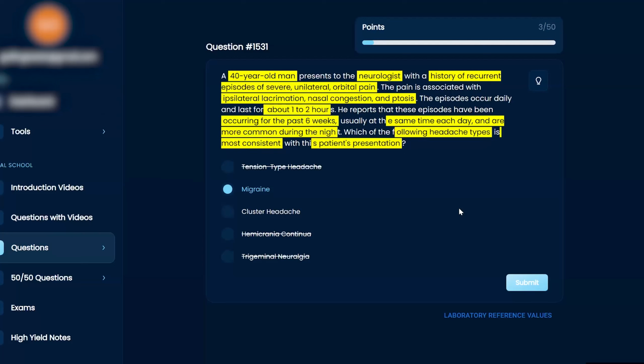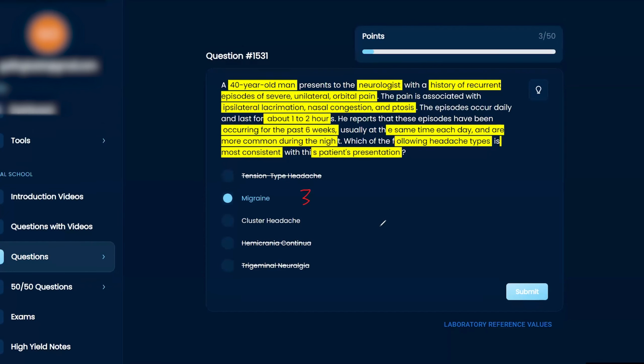So you already told me a little about cluster. Now if you were to look back at this question, what supports migraine? Give me the case evidence that supports migraine here. Unilateral, 1 to 2 hours, and episodes occurring at night is a big one as well. So three pieces of information that support migraine, right? Am I correct there? Yes. So I'm going to go with three here.